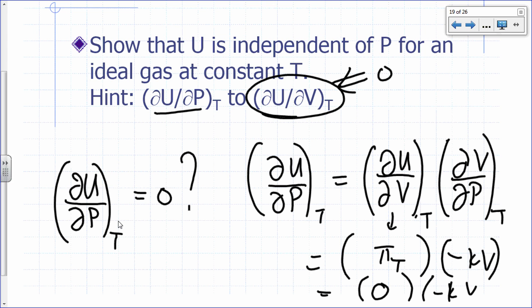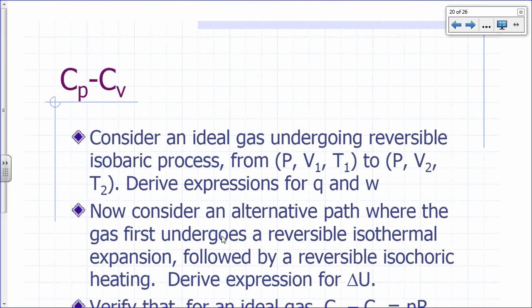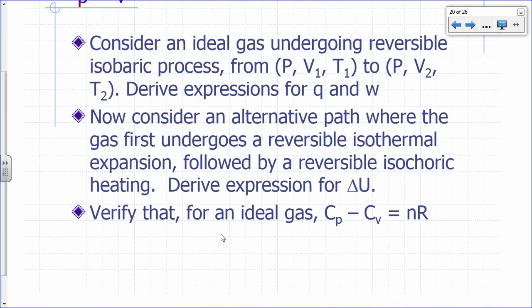So what's delta H for an isothermal process for an ideal gas? Delta H is 0 because your enthalpy is not going to change. Now, consider an ideal gas.